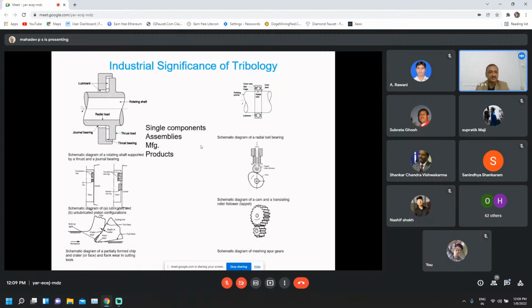Fine. Then some of the industrial applications of tribology: you can see the single component assemblies, manufacturing, and some products like the journal bearings, the piston moving inside the cylinder, the machining operations, the radial ball bearing, the cam and follower mechanism, the gear drives, etc.